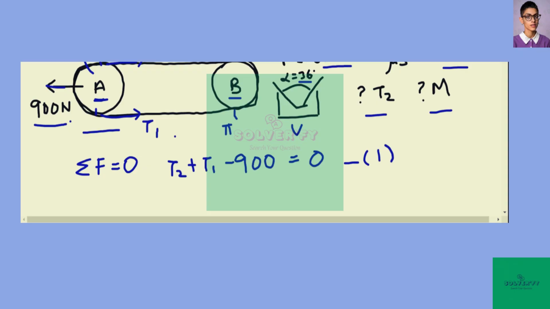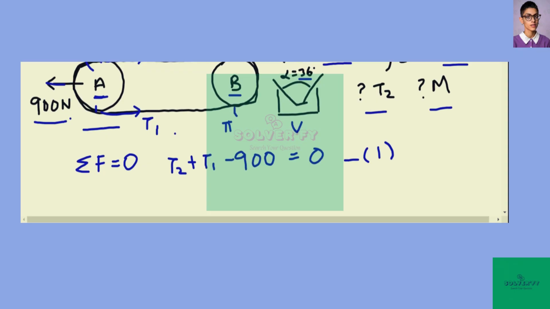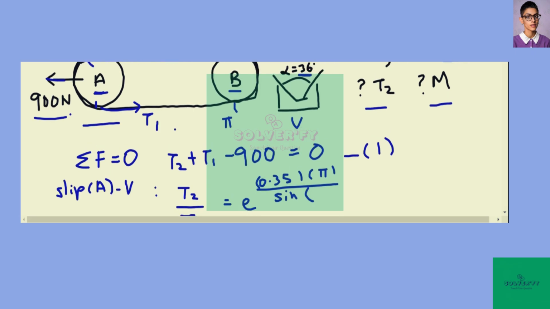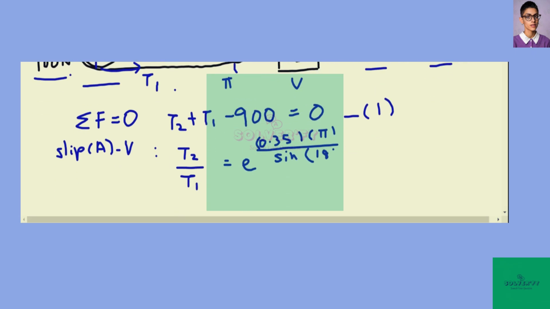Now our second equation is an impending slip equation on belt A, and it's a V belt. So this equation will basically look like T2 over T1 is equal to e to the static coefficient of friction times the angle over sine of alpha, which is 36 degrees over 2. So sine of 18 degrees. And that's our second equation.